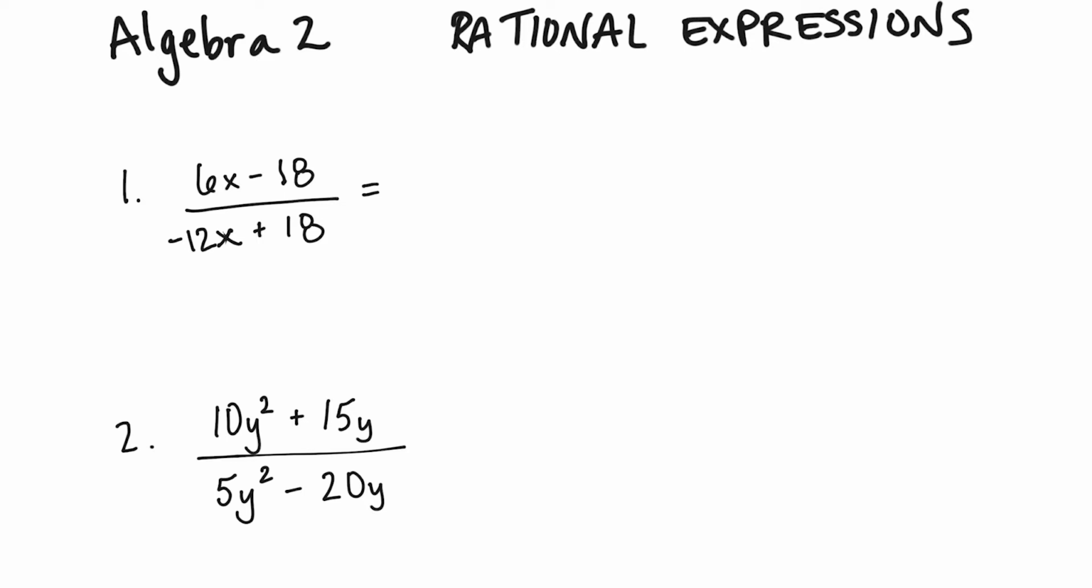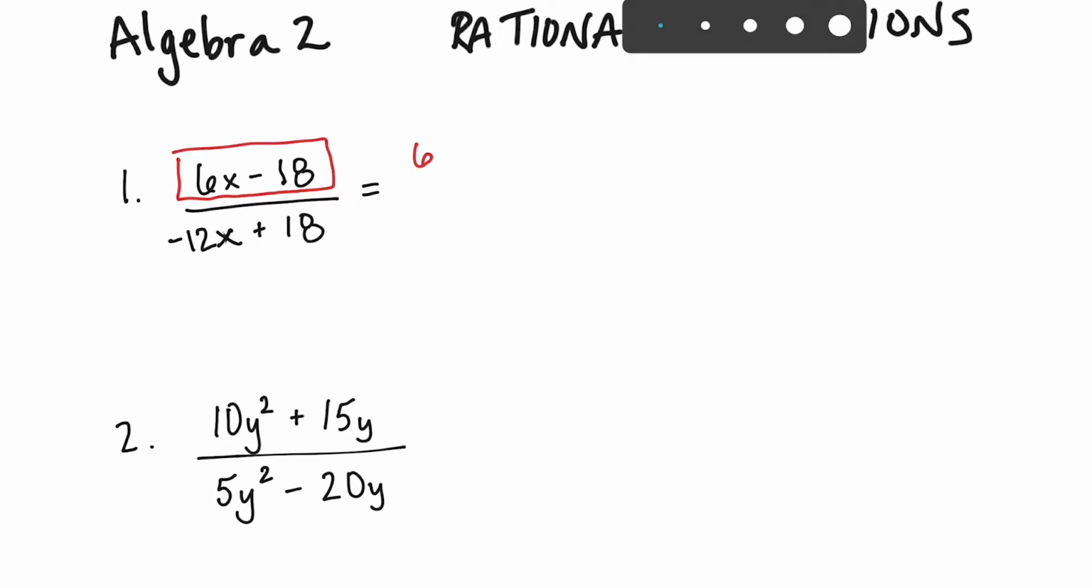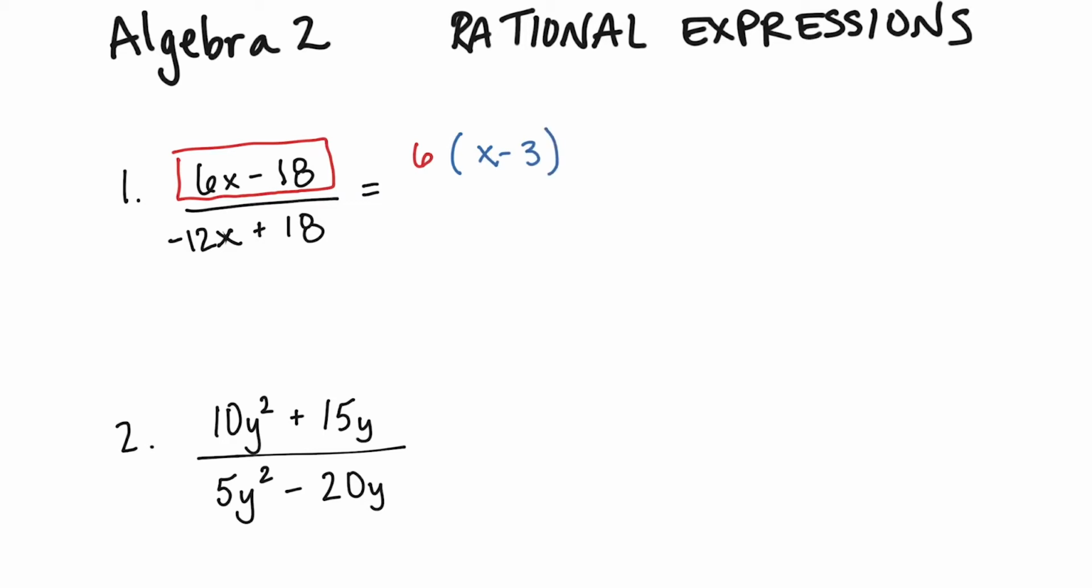I want to split this up into factors. So I'm just going to look at the top. 6x minus 18. Greatest common factor, 6. And then what's left? x minus 3.